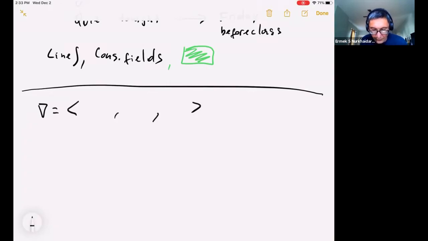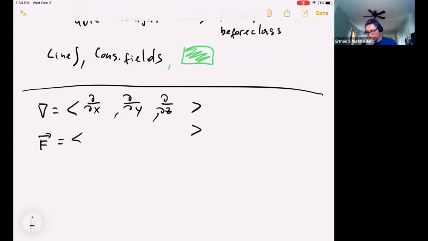We can treat gradient as a vector, right? The first one is the derivative with respect to x, then derivative with respect to y, and derivative with respect to z. If we're talking about the three-dimensional case, that's what we're going to have. Now, if we also have a vector function, for the three-dimensional case, for two-dimensional, we use P, Q. For three-dimensional, we're going to be using P, Q, and R.